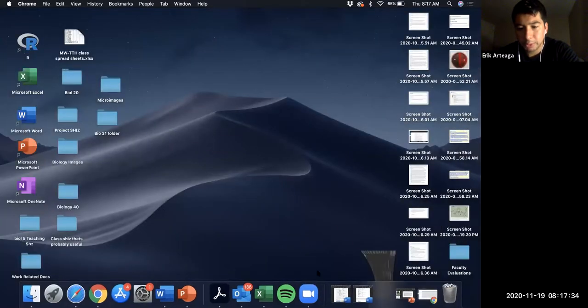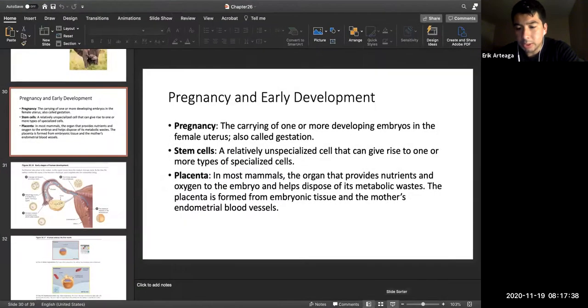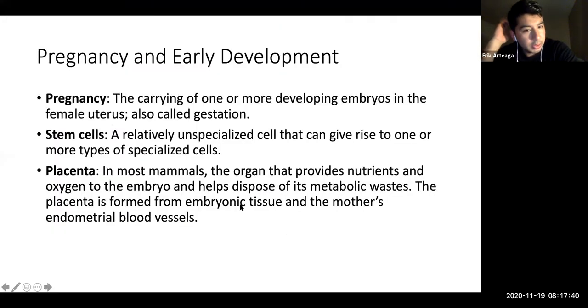All right, we're going to finish with chapter 26 and get into chapter 27: pregnancy and early development. Pregnancy is the carrying of one or more developing embryos in the female uterus, also called gestation. Stem cells are relatively unspecialized cells that can give rise to one or more types of specialized cells. So this is where that huge debate comes with government and research: stem cell research.